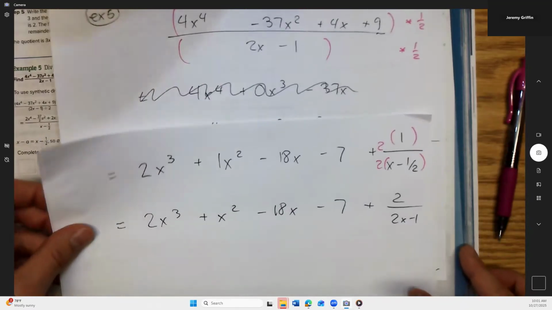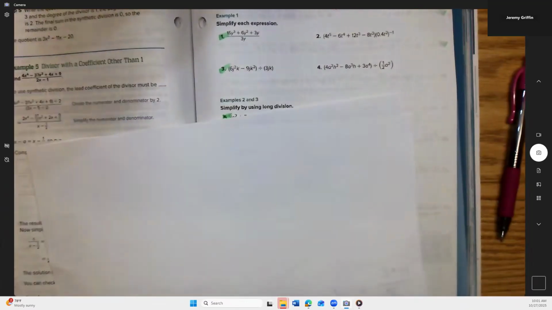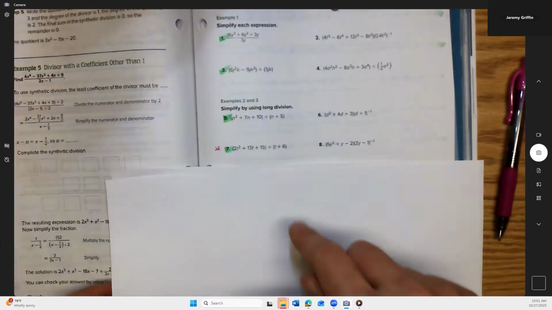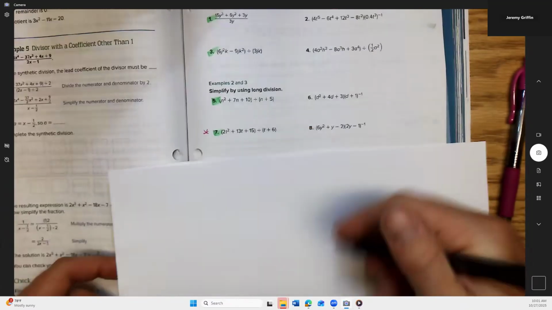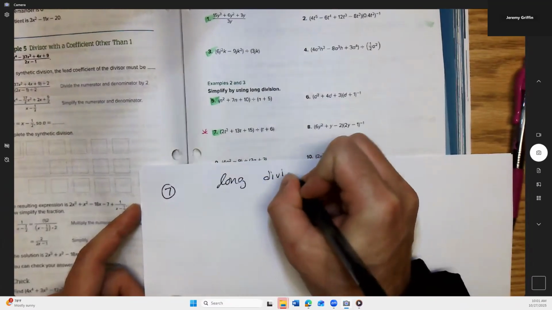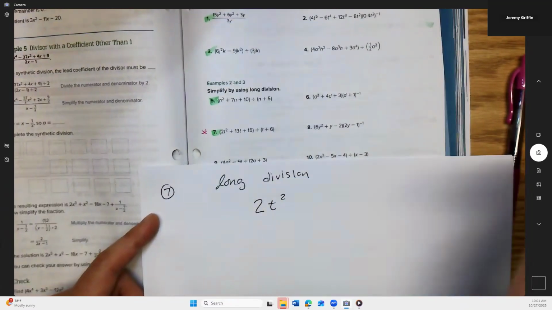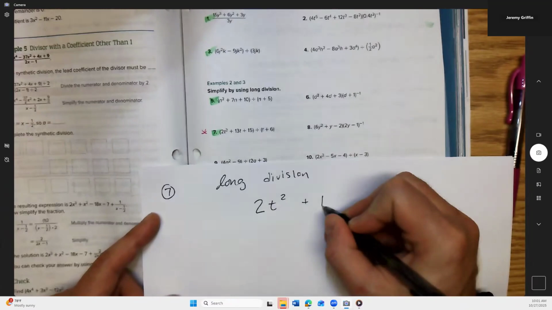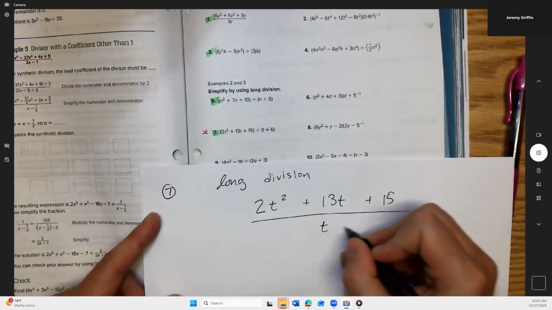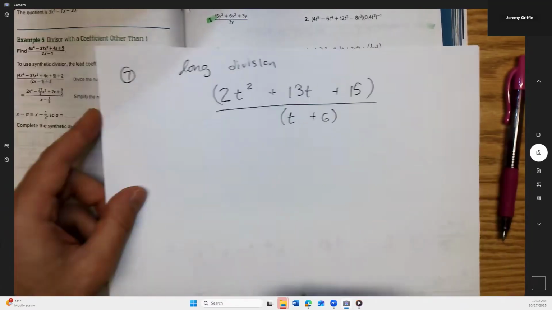All right, so that was a couple of examples of synthetic division that are a little bit different categorically. I want to do one more example with you guys, which is number 7 from the text, because I want to go back to long division, but also the one that has a remainder and show how to interpret that. So let's go back to long division. Let's do 2t squared plus 13t plus 15, and we're dividing this all by t plus 6. So there's the setup, number 7, straight from the book.